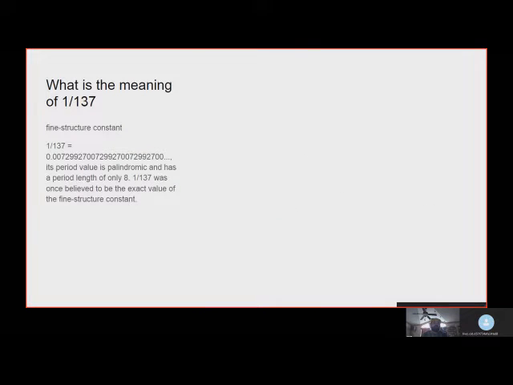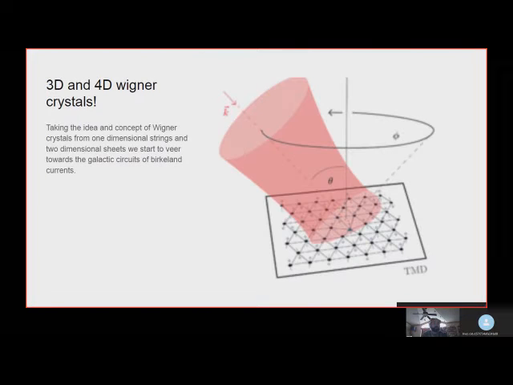What is the meaning of 1 over 137, the fine structure constant? Its periodic value is palindromic and has a period length of only 8. 1 over 137 was once believed to be the exact value of the fine structure constant. Interesting. Didn't know it had some palindromics. Cool. Okay. 3D and 4D Wigner crystals.